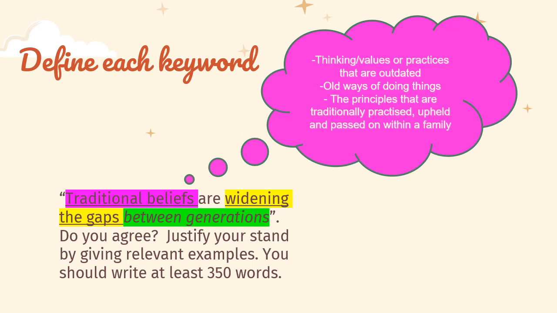Traditional beliefs. The word traditional itself gives you the idea, old ways. It could be old ways of doing things. It could be thinking, it could be practices, something that are outdated. It could be values, the way you think. It could be outdated, people are no longer thinking that way. That's what traditional beliefs mean. And it could be some principles that are traditionally practiced, upheld and passed on within a family, a society. What do they believe and have traditionally done up until now. That's what traditional beliefs mean.